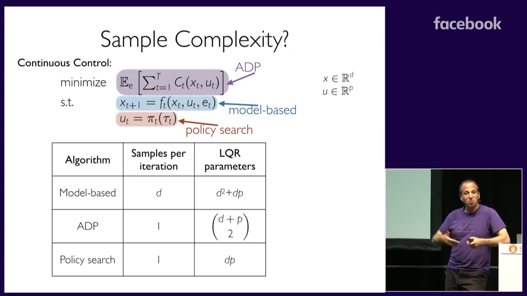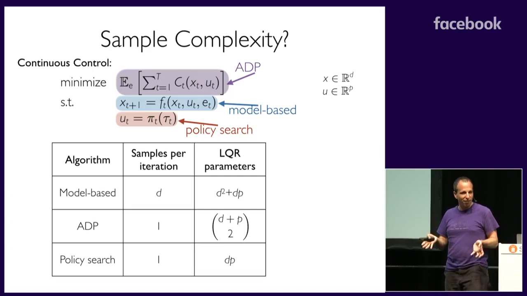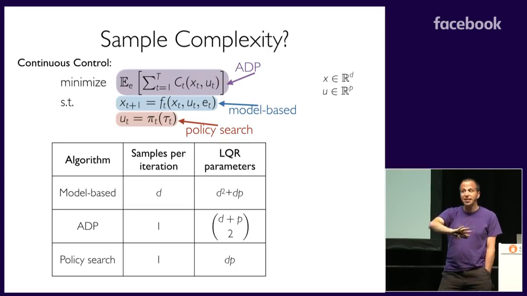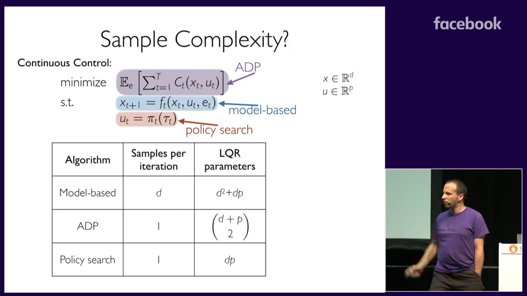Moreover, once we moved to the continuous case, we actually worked out what these things were. The Q function, approximate dynamic programming, has D plus P choose 2 parameters. So that's quadratic, D plus P squared. The policy has D times P parameters, and the model-based approach has D squared plus DP for LQR. You have a square matrix for the state, and a rectangular matrix for the control.